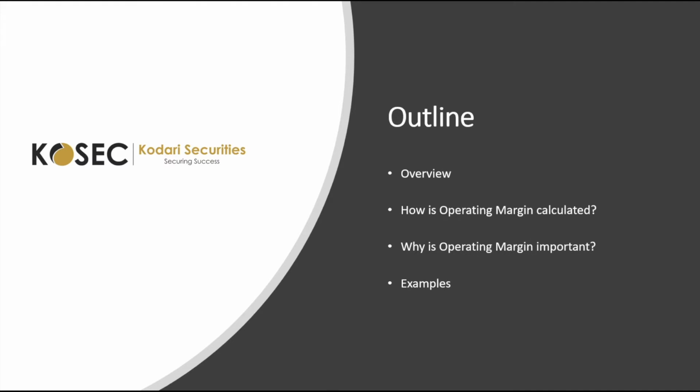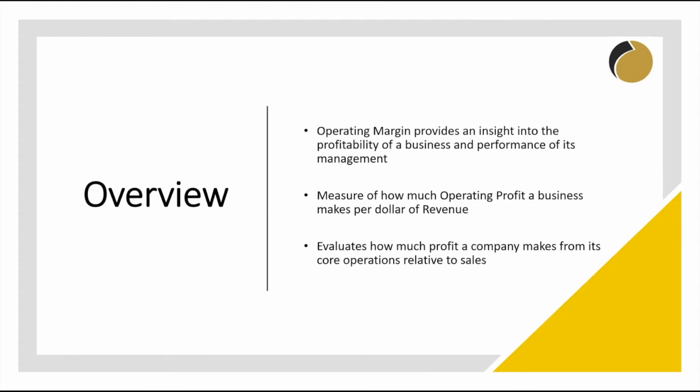So today, we'll provide an overview of this financial metric. We'll then explain how it's calculated, and finally discuss why it's important to equity investors and provide some practical examples from companies listed on the ASX. As mentioned, operating margin provides an insight into the profitability of a business and performance of its management, and is therefore an important consideration for equity investors.